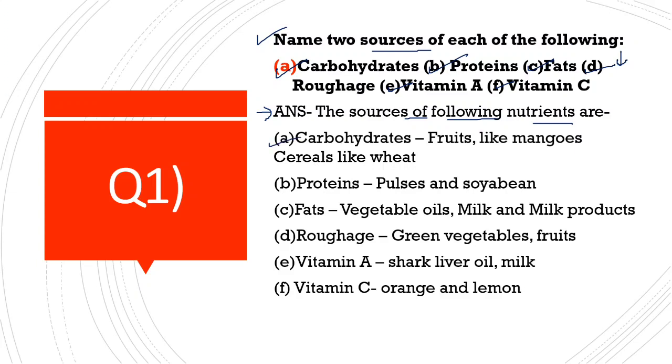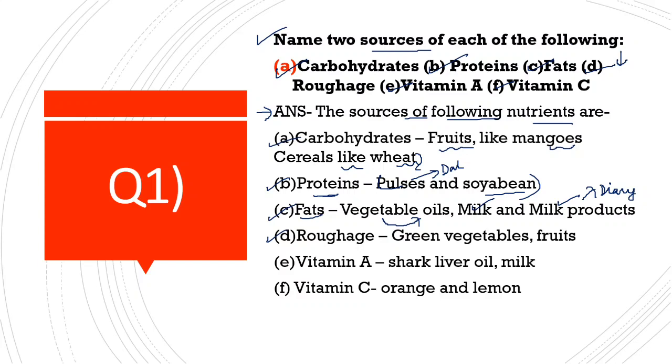Carbohydrates: we can get carbohydrate from fruit like mangoes and cereals like wheat. Cereals means the grains. Food grain means cereals. Now coming to protein, we obtain protein from pulses, that is known as dal, and soya bean. Next is number C, fats. We get fats from vegetable oil, milk, and also the milk products, that is the dairy products. Clear? Like ice cream, curd, yogurt.